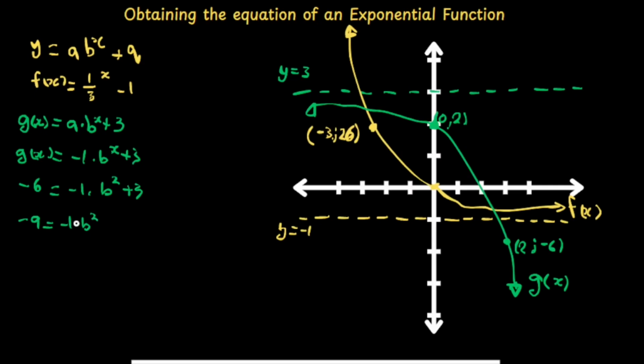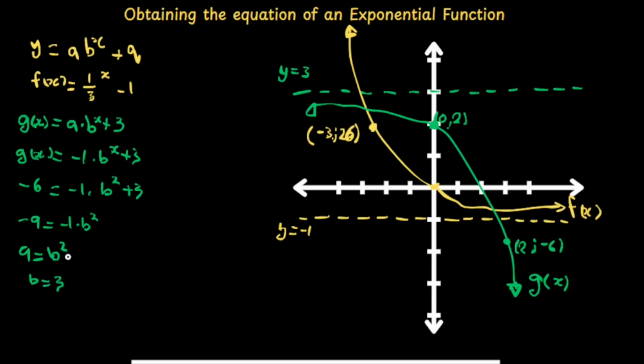And for me to get rid of this negative sign, because I want to get b squared alone, I would divide both sides by negative 1, and I would obtain a positive 9 is equal to b squared. I can then square root both sides, and I would get the answer of b is equal to 3.